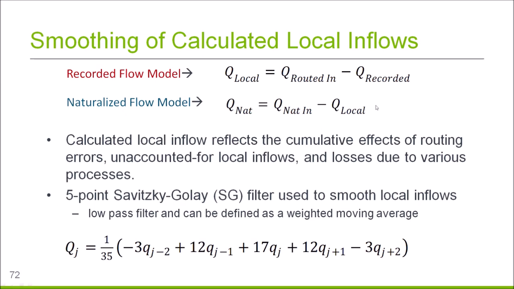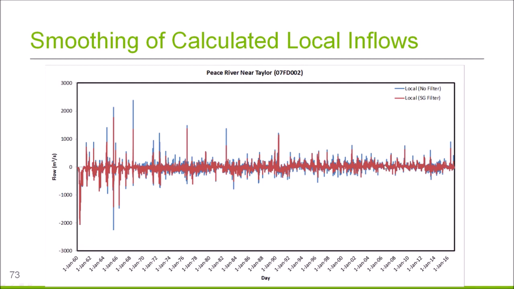Now, when you do that, sometimes this Q local, which is the difference between routed flow and recorded flow, can become very wiggly because of routing errors. So we applied a filter or smoothing algorithm to smooth some of those local inflows. This is just an example: the blue lines are the Q local when you do not apply any filter, and the maroon line is the same thing when you do apply the filter. So it really helped to smooth some of those local inflows.